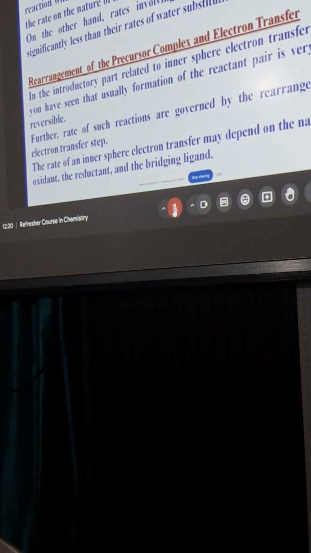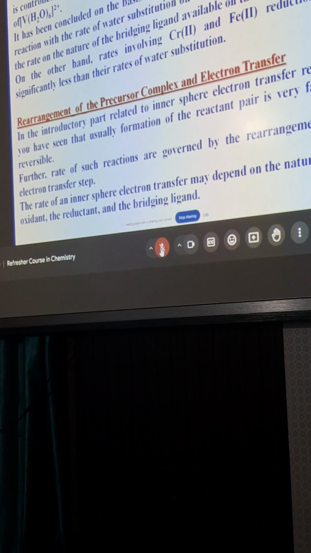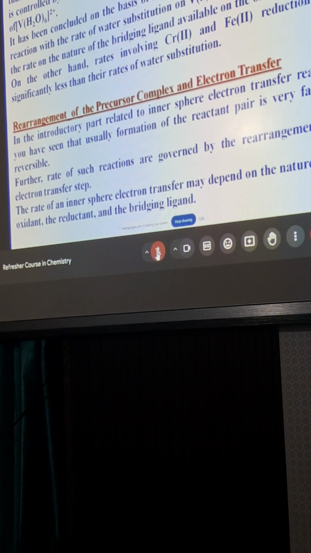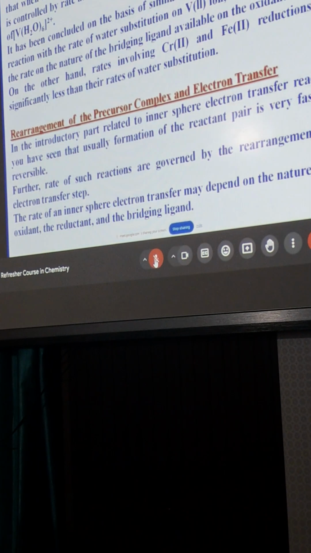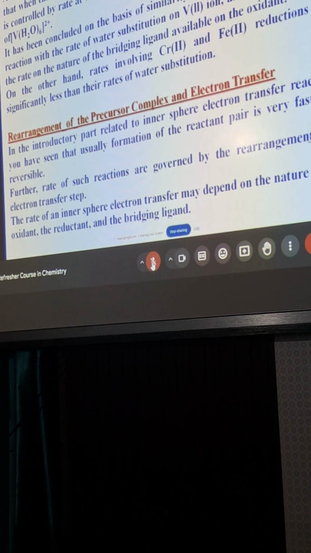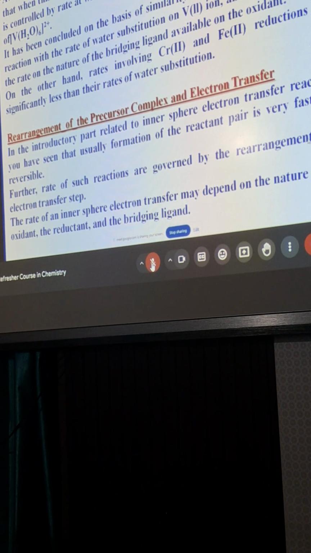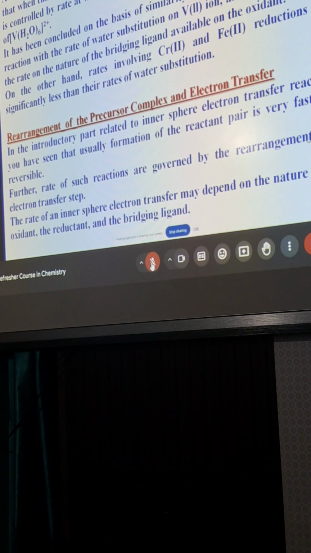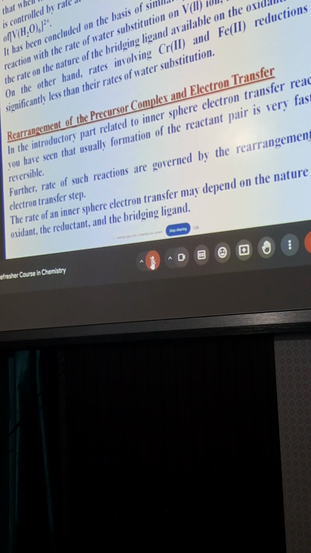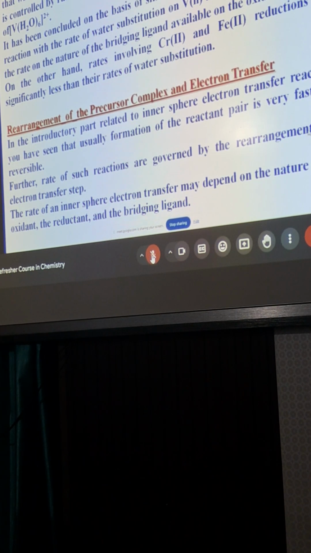Given, as was pointed out, the traits are almost similar, not much different from the vanadium-2 case. On the other hand, relative rates involving chromium-2 and iron-2 reductions are significantly less than the rate of the water exchange reaction, or water substitution reaction. So simply, from this data, one can say that the rate at which a coordinated ligand is given out from the reductant largely determines the rate of the inner sphere electron transfer reaction.